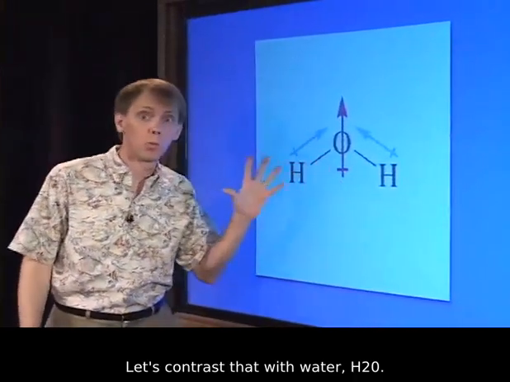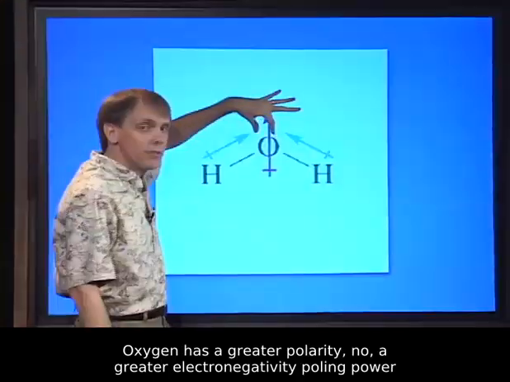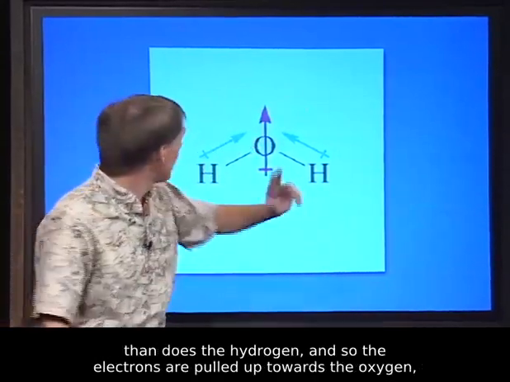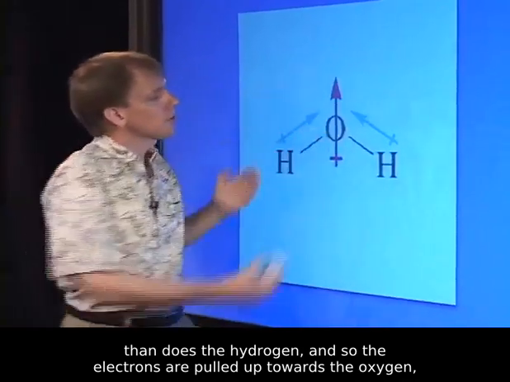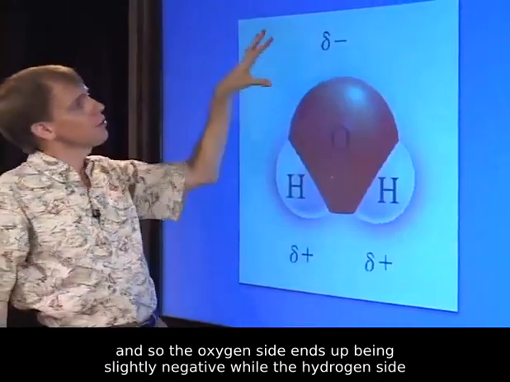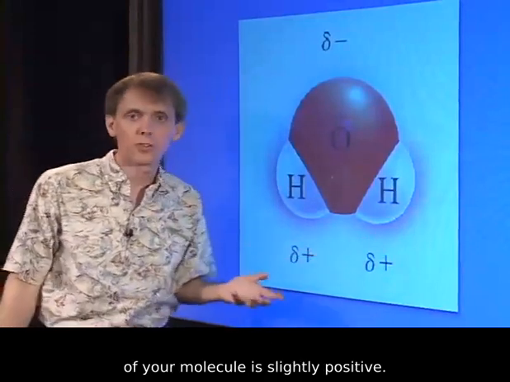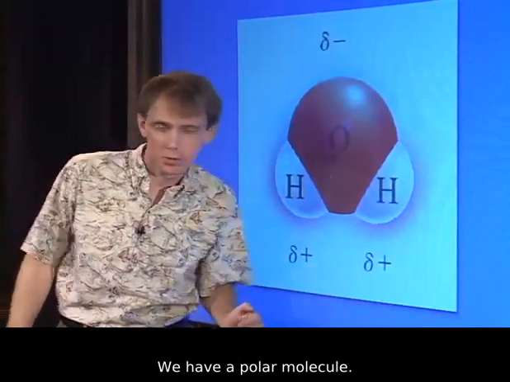Let's contrast that with water, H2O. Here's the case for water. Oxygen has a greater electronegativity, pulling power, than does the hydrogen. And so the electrons are pulled up towards the oxygen. And so the oxygen side ends up being slightly negative, while the hydrogen side of your molecule is slightly positive. We have a polar molecule.